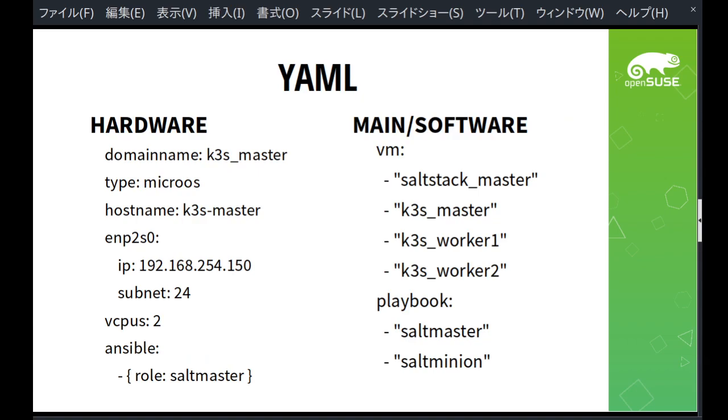YAML. YAML also has two categories. One is hardware. This YAML file corresponds to one virtual machine, and things such as hostname and IP address are written in this YAML. Another is main and software. This YAML says what machines are run and what software is run. Now, this is only an automation script. This solution doesn't check if something has already started. I would like to implement this function.